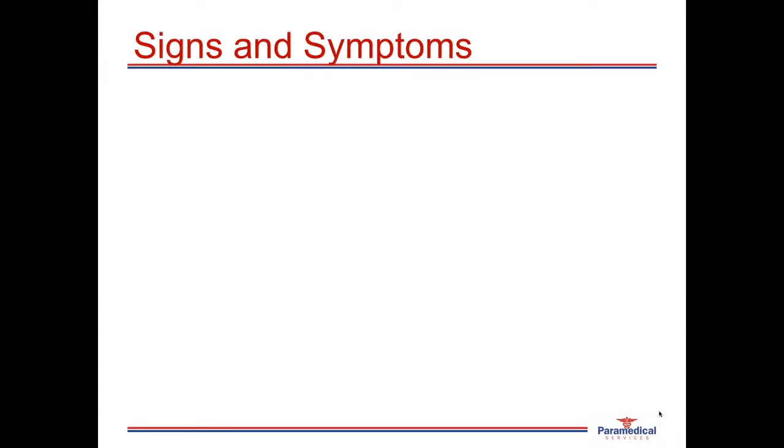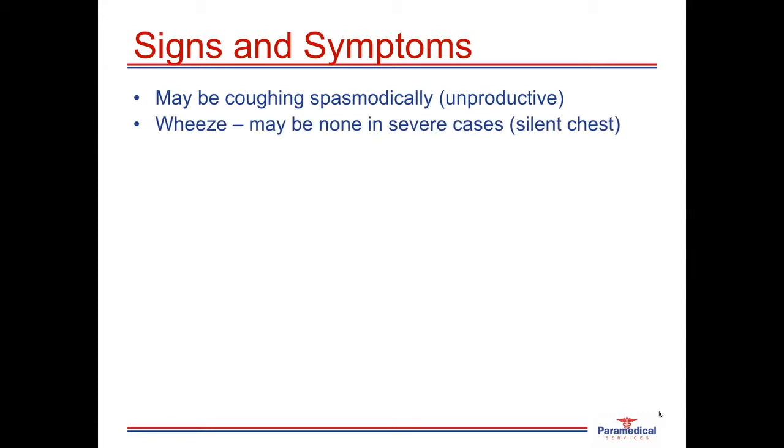The signs and symptoms of an asthma attack can include spasmodic coughing, which is unproductive in character. That means that the patient is not coughing up any mucus or phlegm, and this occurs because all the mucus buildup is right down in the lower portions of the airway. Wheezing is the characteristic lung sound of asthma. Wheezing can sometimes be heard audibly when you come into close proximity to the patient, but the majority of the time you need to listen to the patient's chest using your stethoscope.